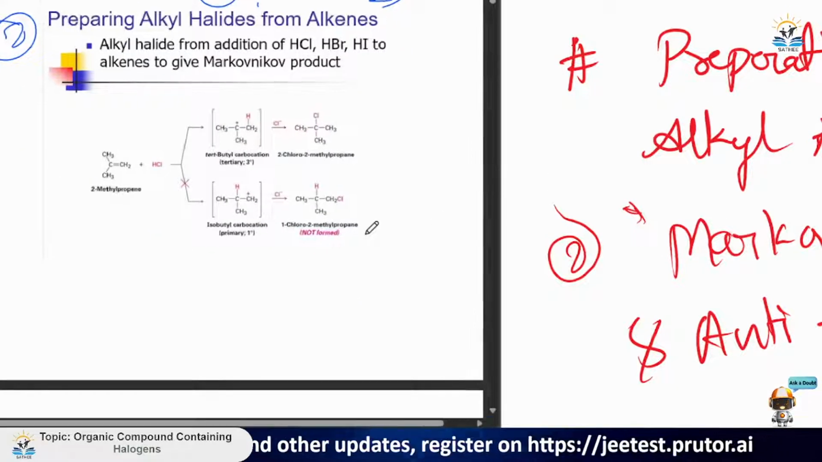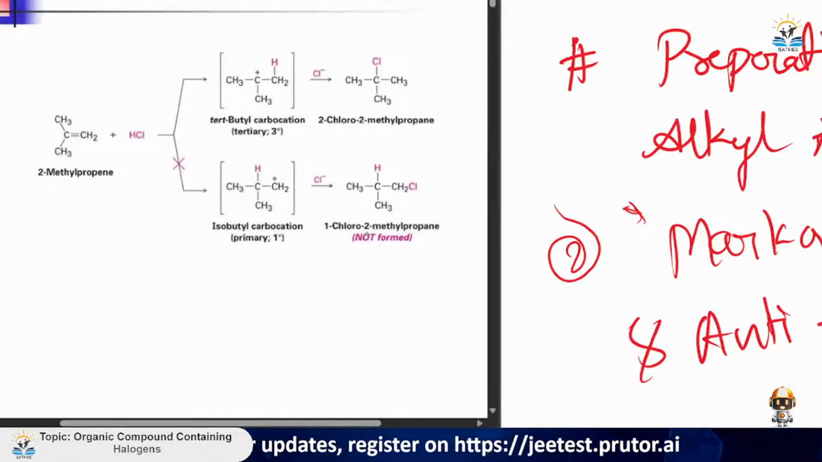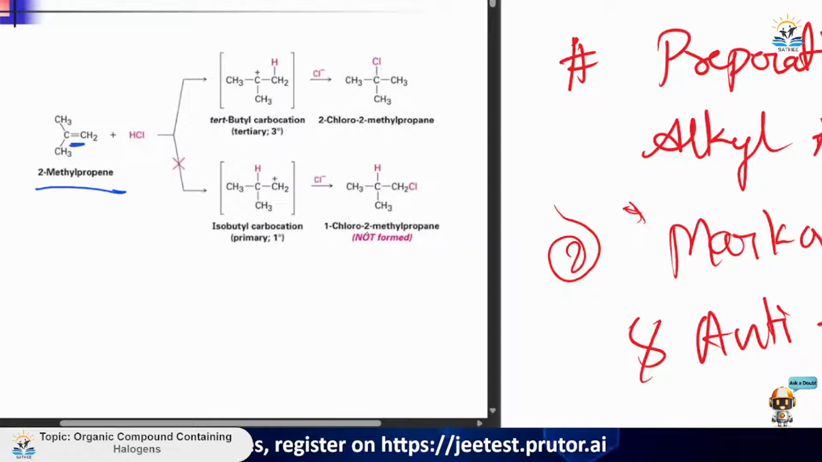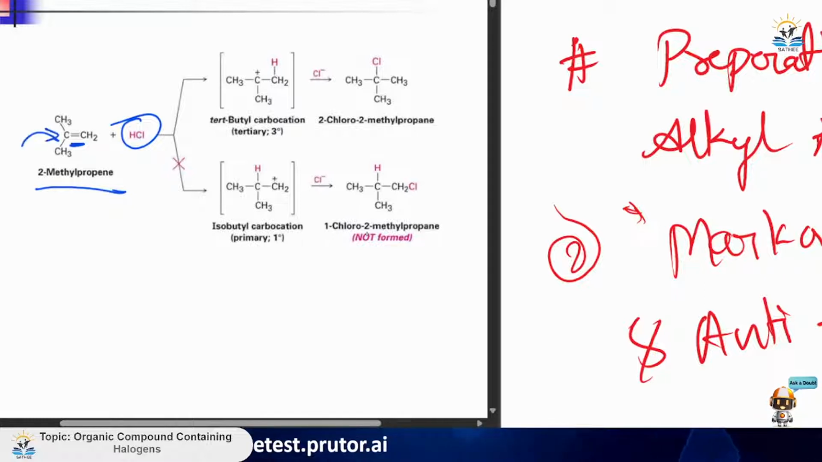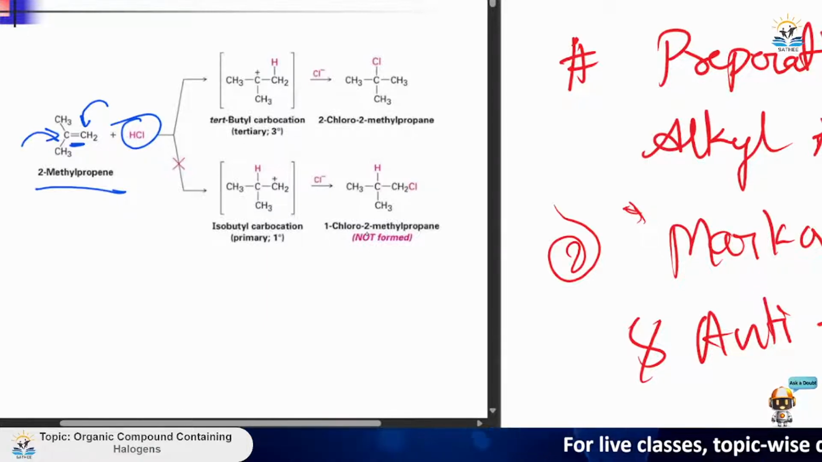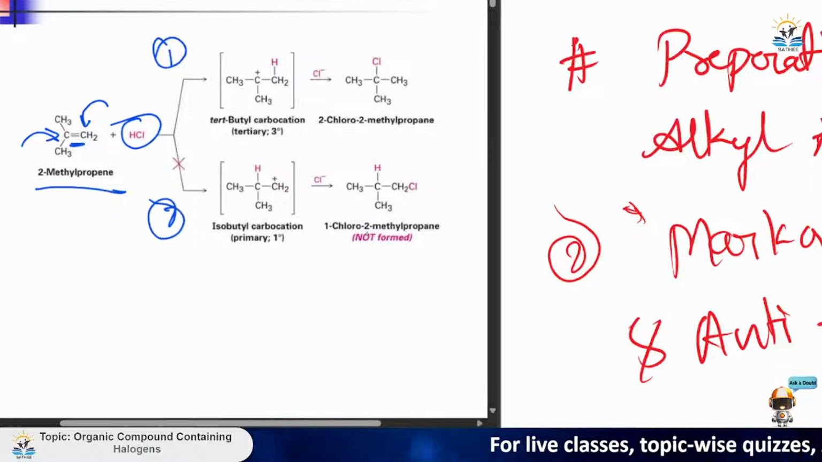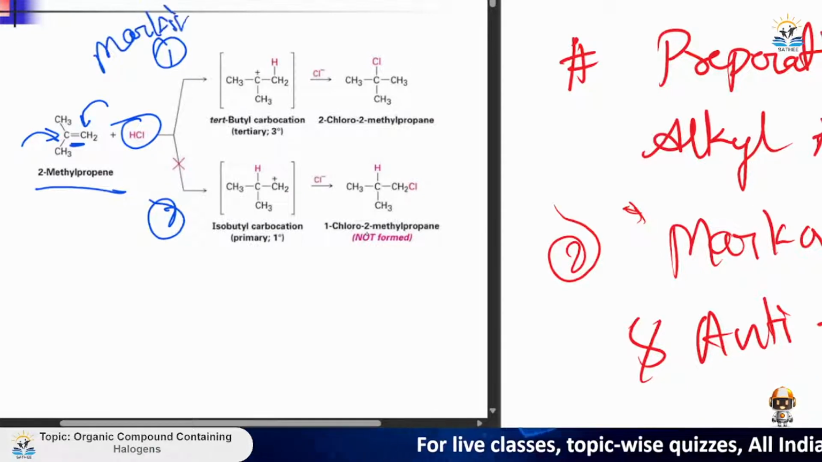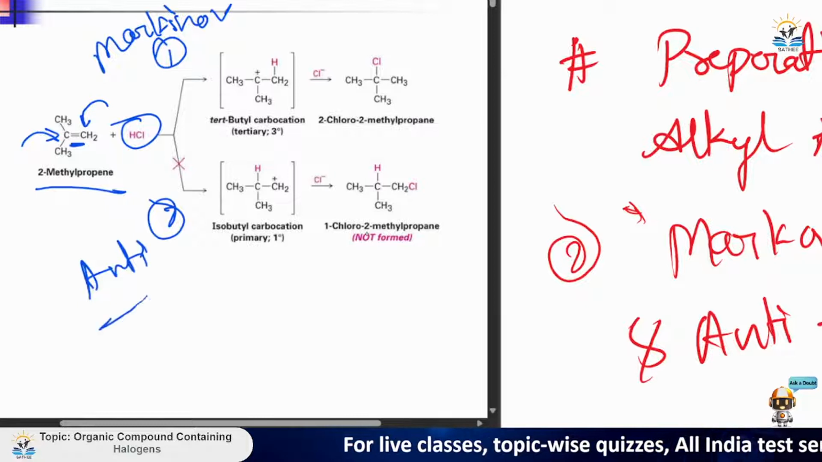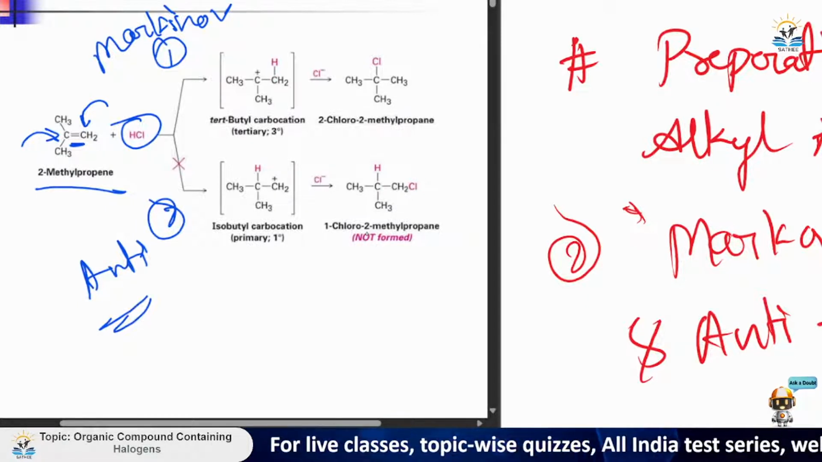Let me zoom in first. See here, if we have this 2-methylpropene structure with a double bond between these carbons, and HCl comes to add, where will the Cl come? Will it come here or here? Markovnikov says the more stable side is where it should come, and anti-Markovnikov is just opposite. There will be two formations, this is one, this is two. This one is Markovnikov, and this is anti-Markovnikov.